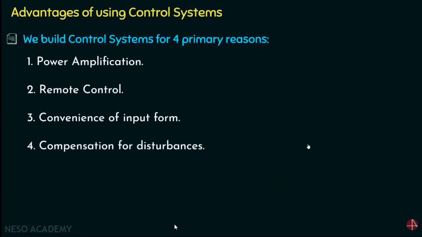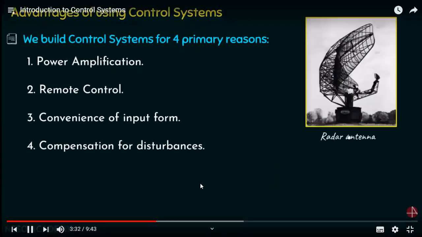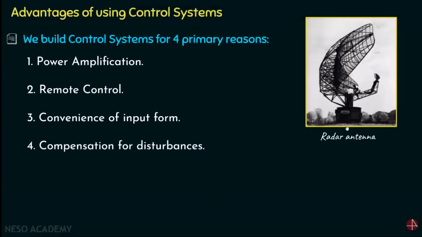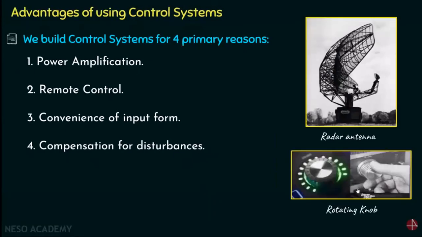Suppose we have a radar antenna and we wish to rotate this antenna through a certain angle. Then in that case, we will use a rotating knob and we will rotate this knob through a certain angle, and the radar antenna will rotate through the same angle. But note that the power required to rotate this knob is quite small as compared to the power required to rotate this heavy antenna. So in that case, we need to amplify the power and we use motors for that purpose. And motors are control systems. So now we understand that we need control systems for power amplification. In this way, we are done with the first reason.